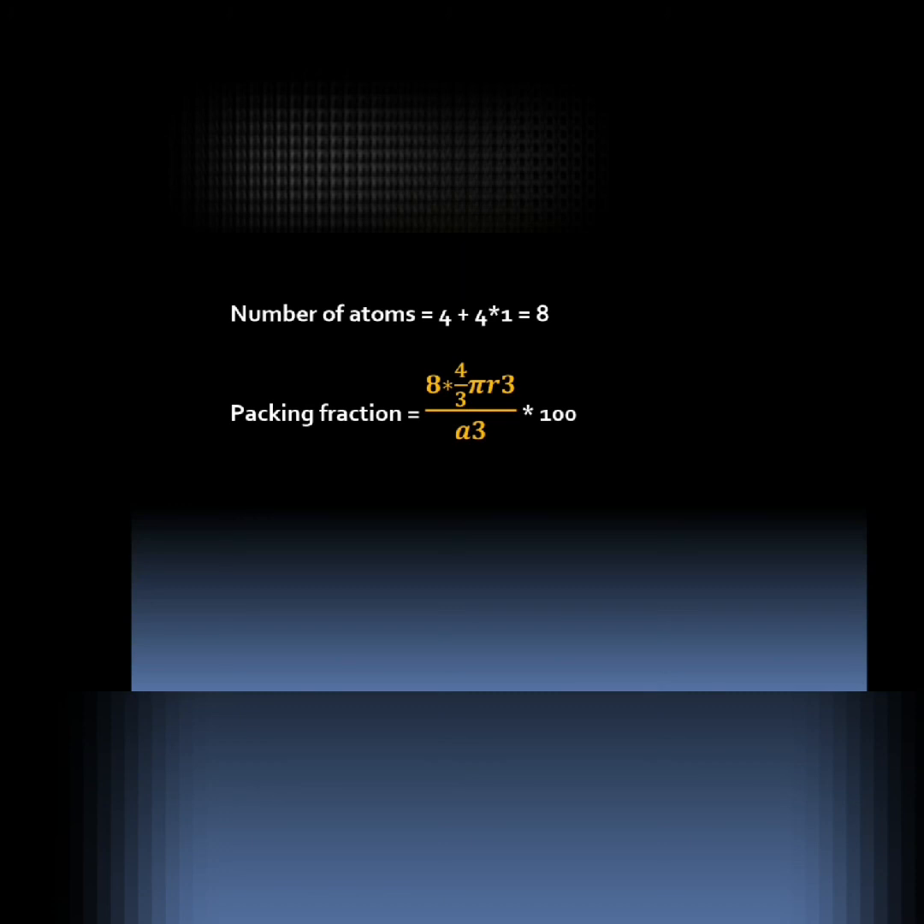Now by using the previous equation, that is √3a/4 is equal to 2r, that is a is equal to 8r/√3, by replacing a by 8r/√3, we can get the packing fraction of the diamond crystal is equal to 34%. That's all about the packing fraction of the diamond crystal system.